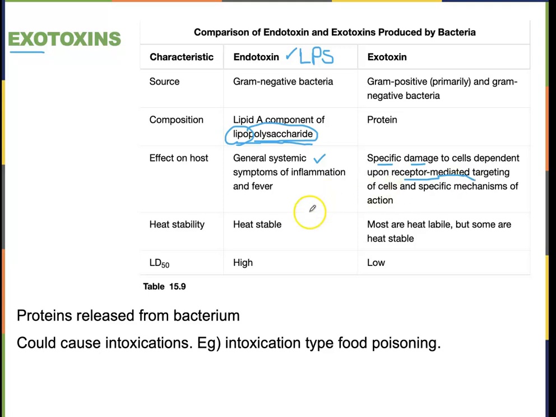Heat stability: LPS is heat stable. Whereas proteins, we know, denature when the heat gets too hot. Most exotoxins are heat labile, meaning that they're destroyed by heat. They're damaged with heat, but you do have some heat stable ones. LD50, remember the lethal dose 50, is high here and low here. What does that mean? You need a lot of LPS in order to kill 50% of those infected. The low means that you don't need as many exotoxins to cause 50% of those animals to die. So exotoxins are more virulent. They're going to be the nastier one.